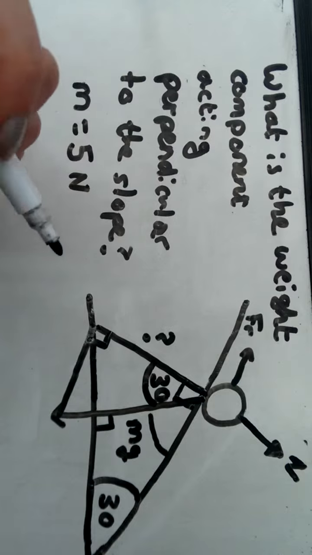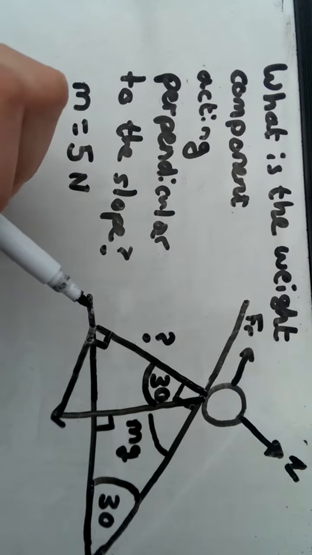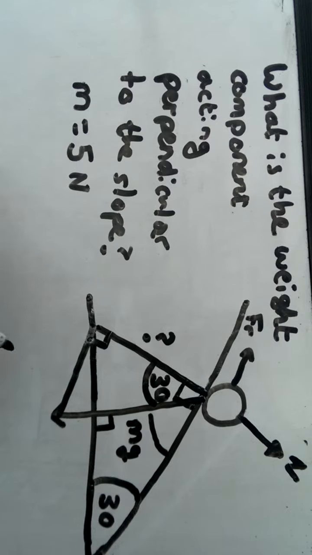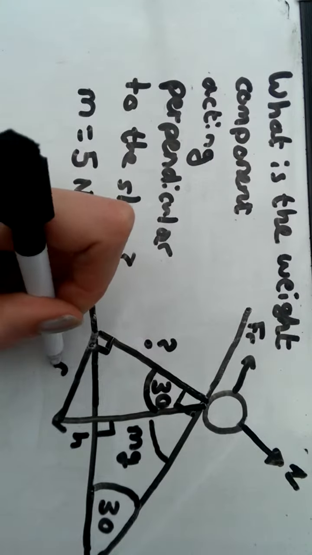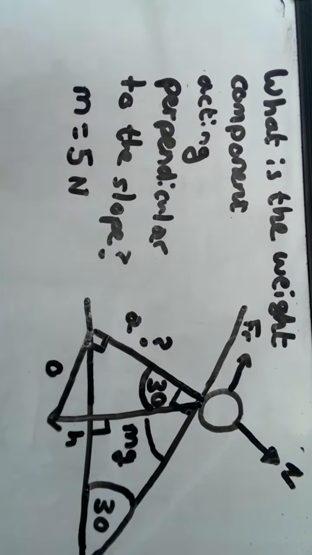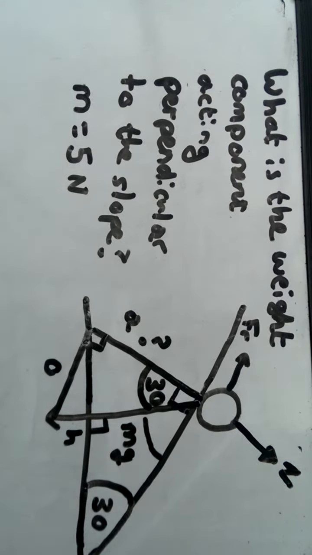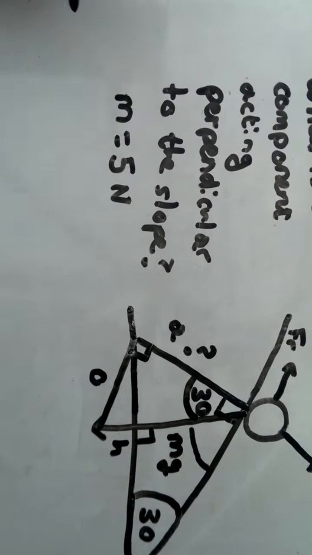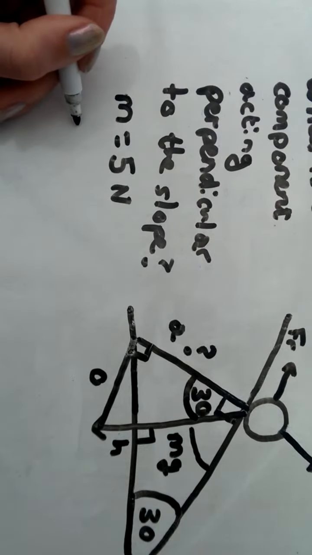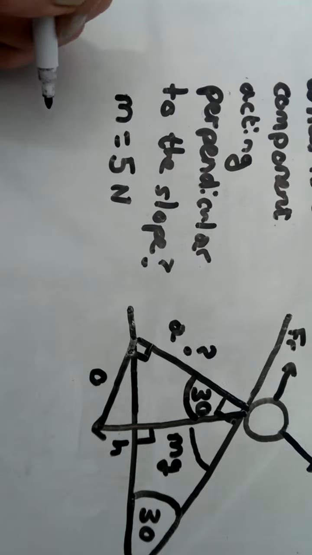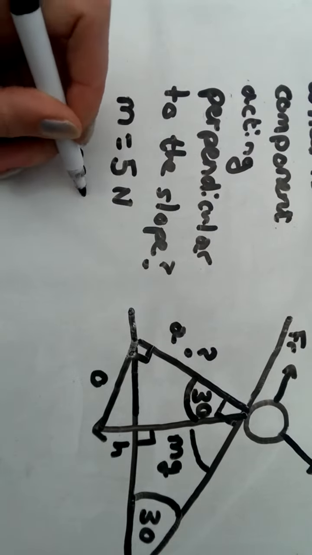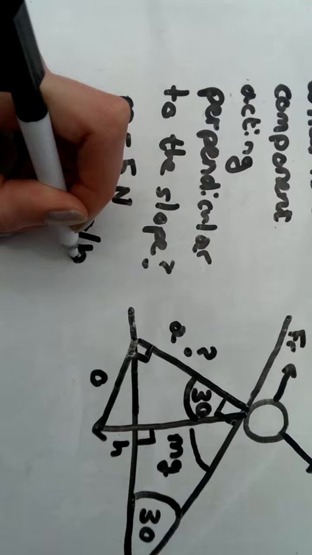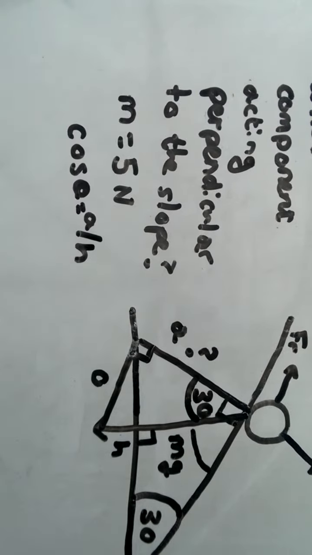So if we go ahead and label the sides of our triangle, as we want to find out what this side is, we know that mg is the hypotenuse, this is the opposite, and this is the adjacent. So we want to find our adjacent, and we know our hypotenuse. The trigonometric identity from SOHCAHTOA that we're going to use is CAH, as we have A and H, so cos theta equals adjacent over hypotenuse.